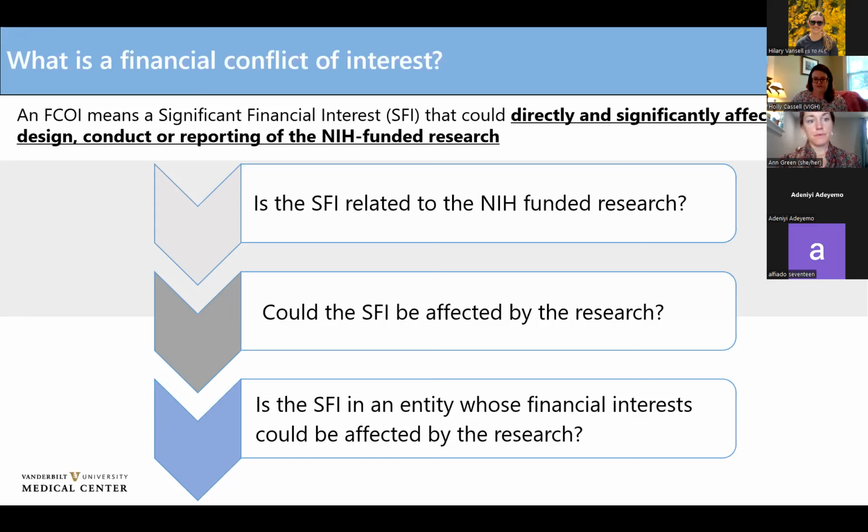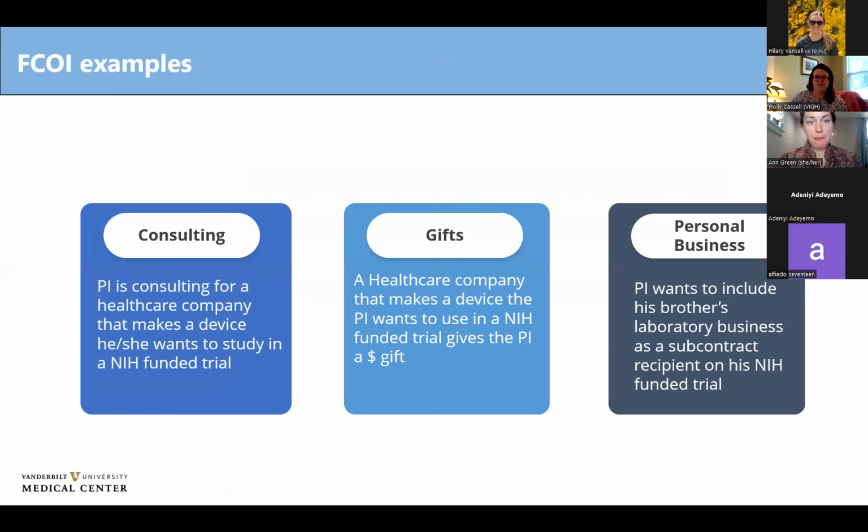Could the significant financial interest be affected by the research? Or is the significant financial interest with an entity whose financial interest could be affected by the research? And if the answer to either one of these questions is a yes, then you have a financial conflict of interest. And I know this is a little confusing, so I'm going to walk through some examples to provide more context.